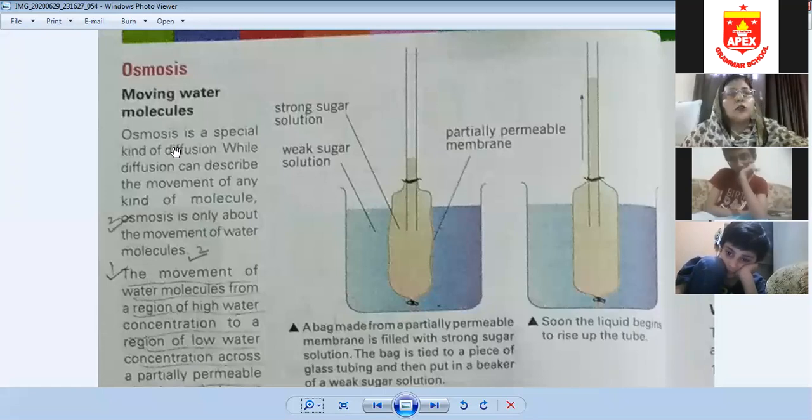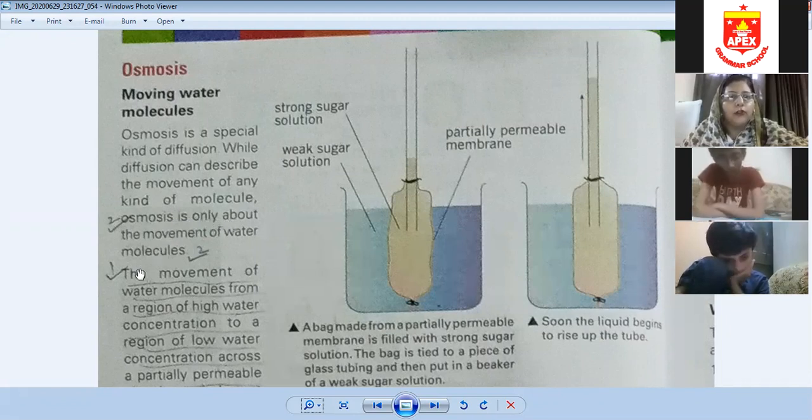So osmosis is a special kind of diffusion. While diffusion can describe the movement of any kind of molecules, osmosis is only about the movement of water molecules. So underline in your book: osmosis is only about the movement of water molecules.